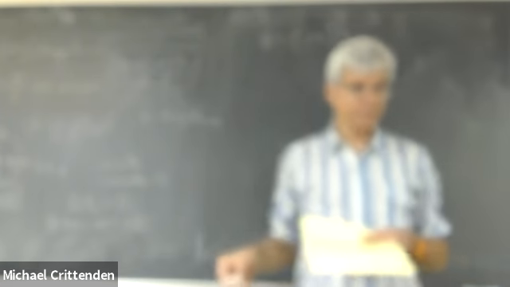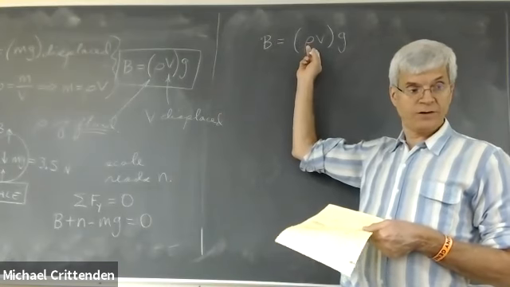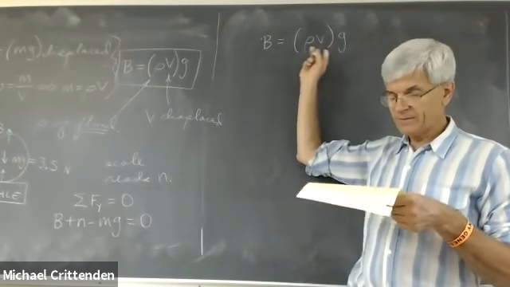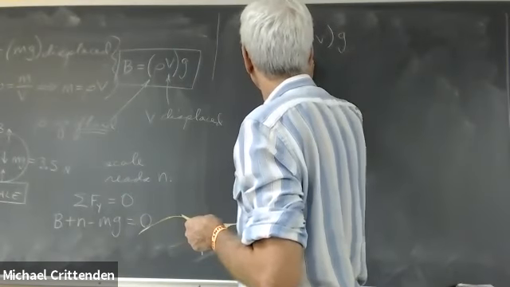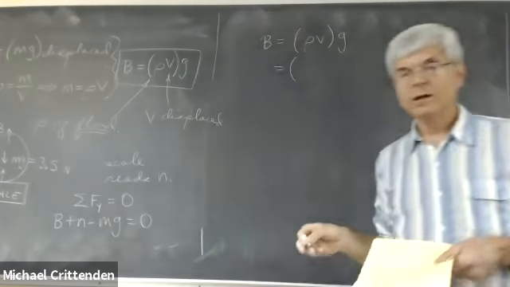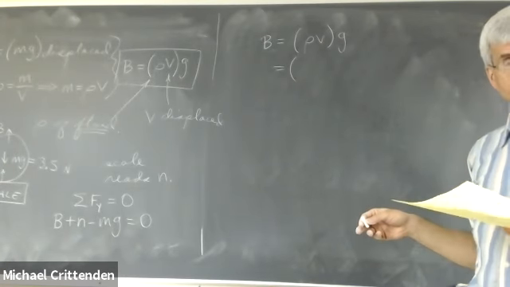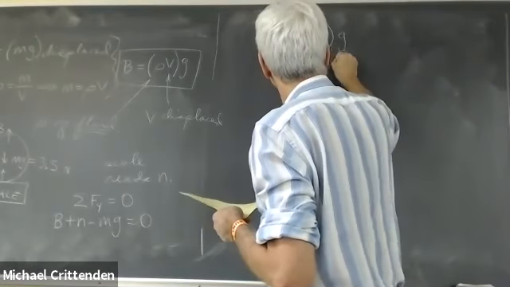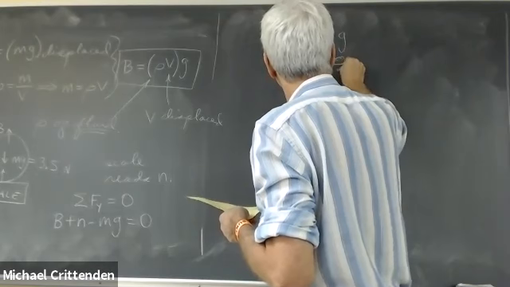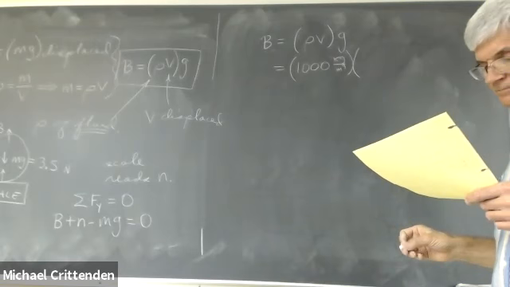Buoyant force equals the weight of the displaced water, which would be the mass of the displaced water times gravity. Mass is rho times V. Fill in the numbers. To get the mass of the displaced water, you would use the density of water: a thousand kilograms per cubic meter.